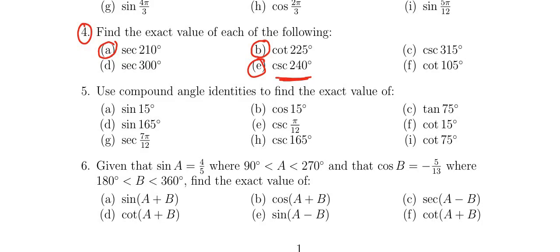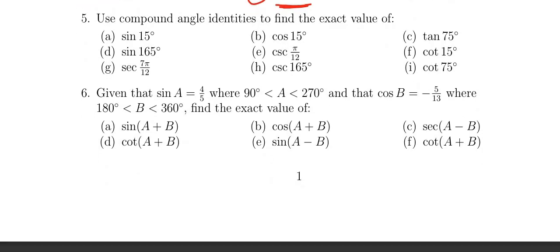So number 5 is simply, they're saying use the compound angle identities to find the exact value of this. So I'm going to do 3 from here just to give you the general idea. You'll be able to figure everything out. So I'll do this one first. I'll do sine 15. How you do sine 15 is how we'll do cos 15. Which other one should I do? I think I'll do the one for sec as well. So sec 7 pi over 12. And I'll also do the one for cot.